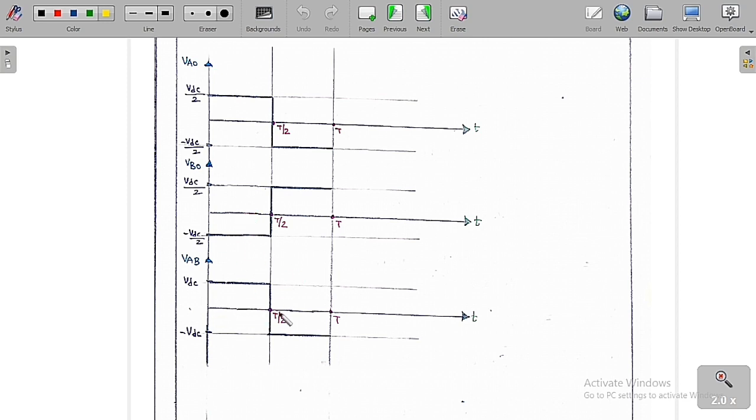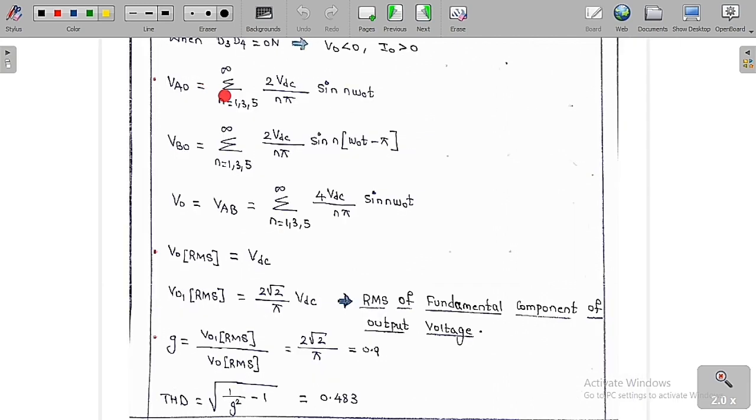Therefore VAB is equal to VA0 minus VB0, where VAB is called the line voltage or the output voltage of the load, whereas VA0 and VB0 are called the pole voltages. From 0 to T by 2, S1 and S2 are on, whereas from T by 2 to T, S3 and S4 are on, to get this type of voltage. Now I want to analyze the graphs.